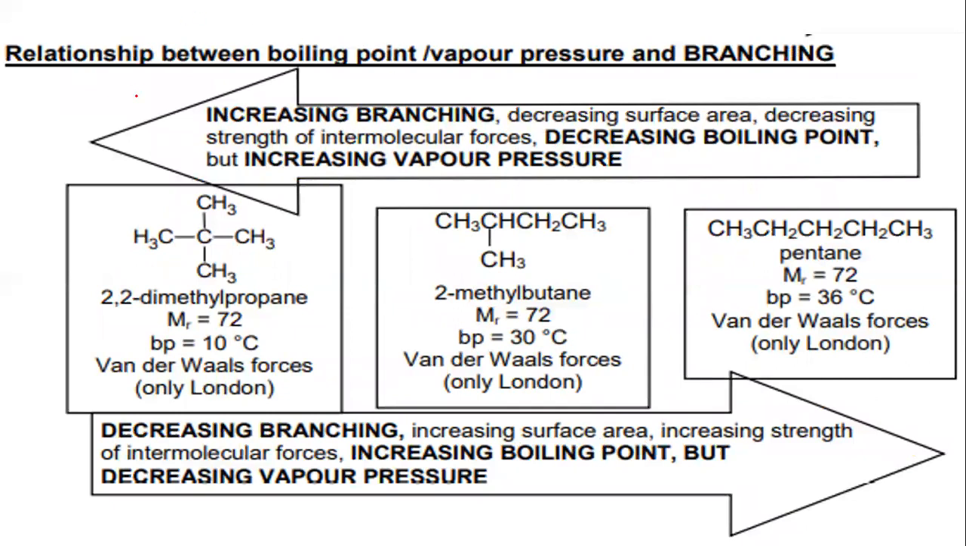Then we talk about the relationship between boiling point and vapor pressure, as well as the branching, because this branching will actually affect the surface area altogether. It will affect the surface area. In other words, it will affect the chain length. Now, let us check at what is happening from right to left.